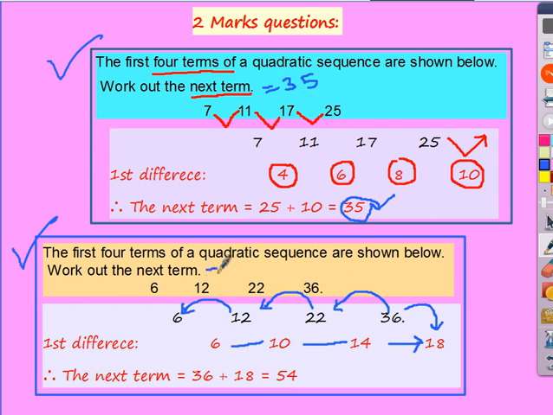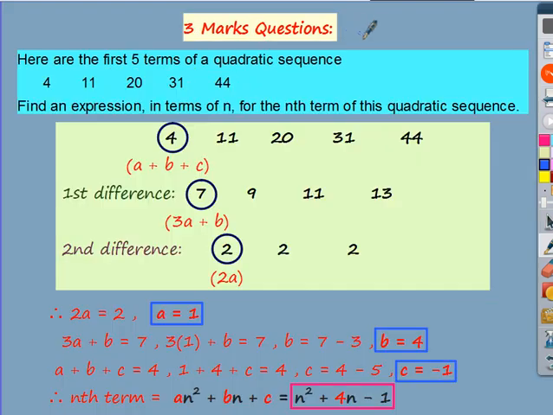So your next term comes 54. Very easy. I hope you are following me. I'll do 1-2 more similar problems. I'll solve. Here it is 3 marks. So here they are not asking you second term, they are asking you nth term. Nth term, you have to find nth term here.